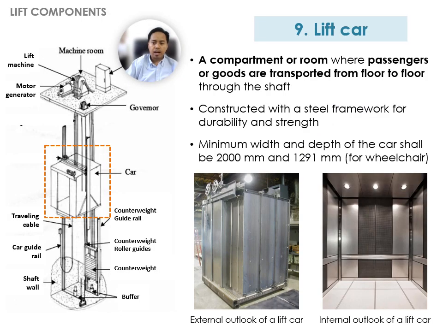Next is the lift car. It's a compartment or room where passengers or goods are transported from floor to floor through the shaft. Constructed with a steel framework for durability and strength. Minimum width and depth of the car shall be 2000 mm and 1291 mm for wheelchair. As you can see, here are the external look of the lift car and also the internal look of the lift car.